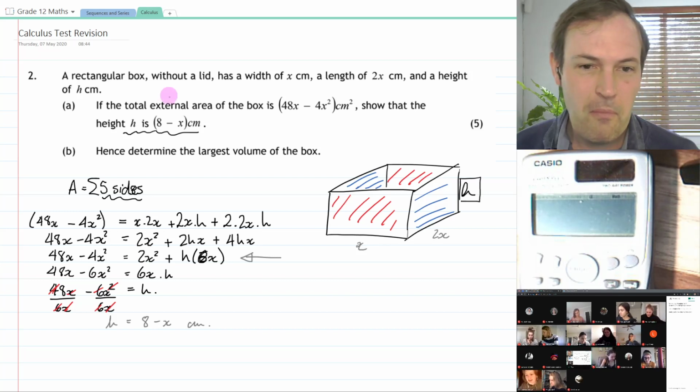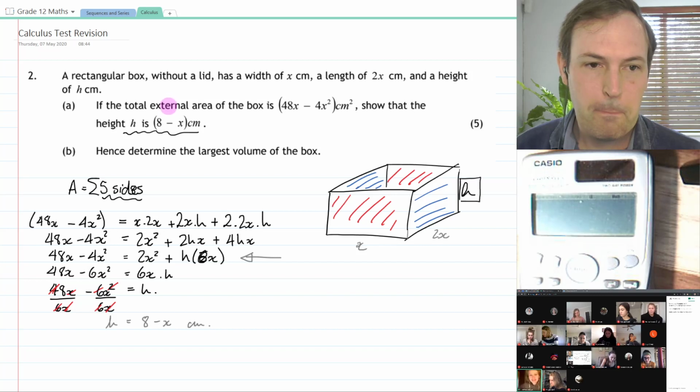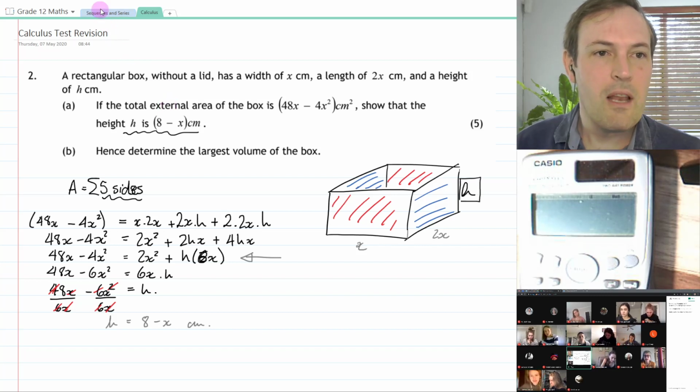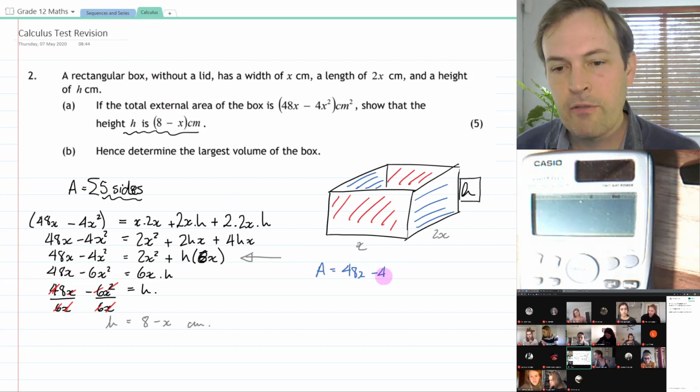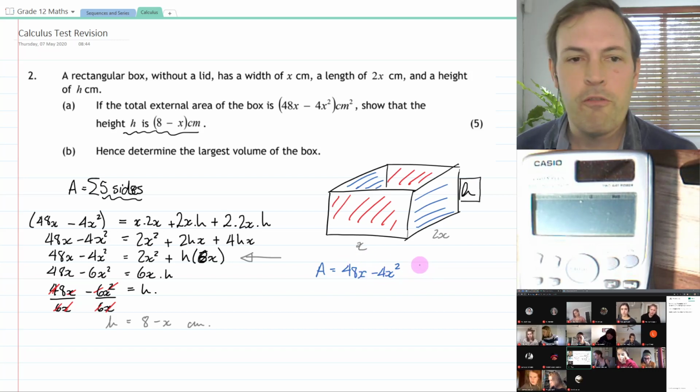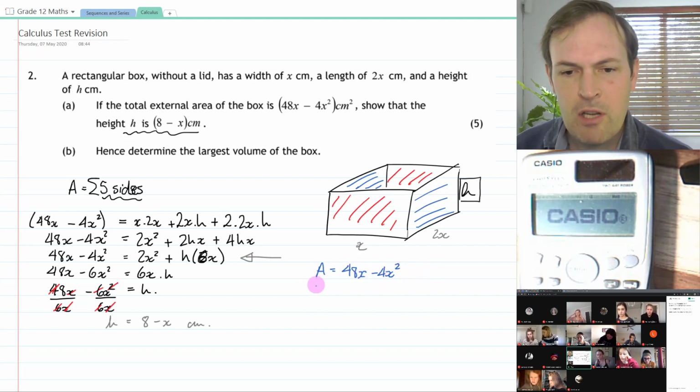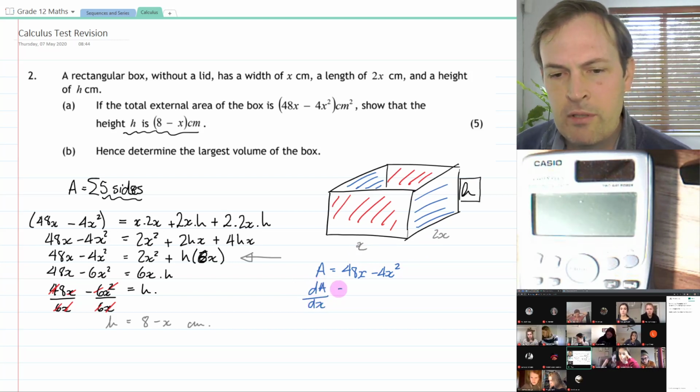Tyler? Mr. Norton, what is the answer for B? Determine the largest area of the box. So we know that the area is equal to 48x minus 4x squared. So in order to find the largest area, I'm going to have to optimize this and find dA by dx, which is going to equal 48 minus 8x. Yes, I think that's right. Solve that for... Mr. Norton?